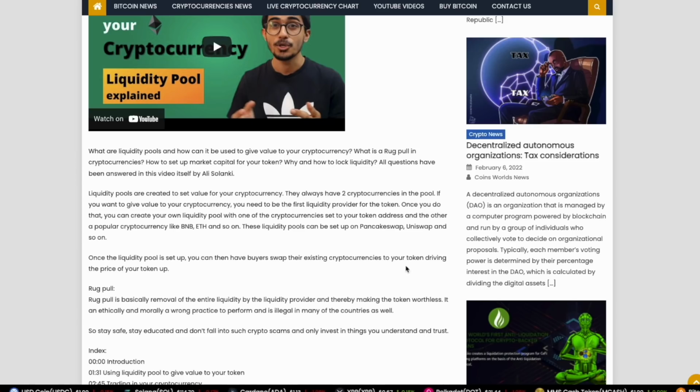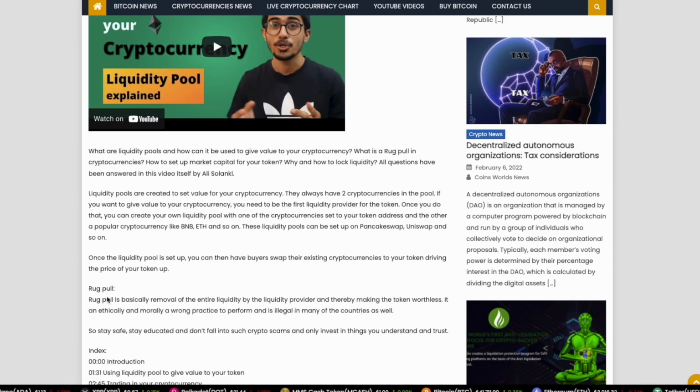Now, I know you guys have all heard of rug pulls, but let me explain that really quick. A rug pull is a basic removal of the entire liquidity by the liquidity provider and therefore making the token worthless. It is an ethically and morally wrong practice to perform and is illegal in many countries as well.